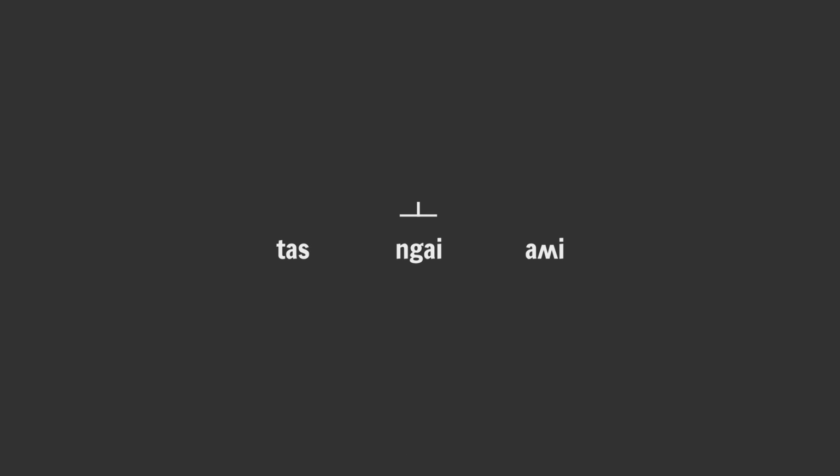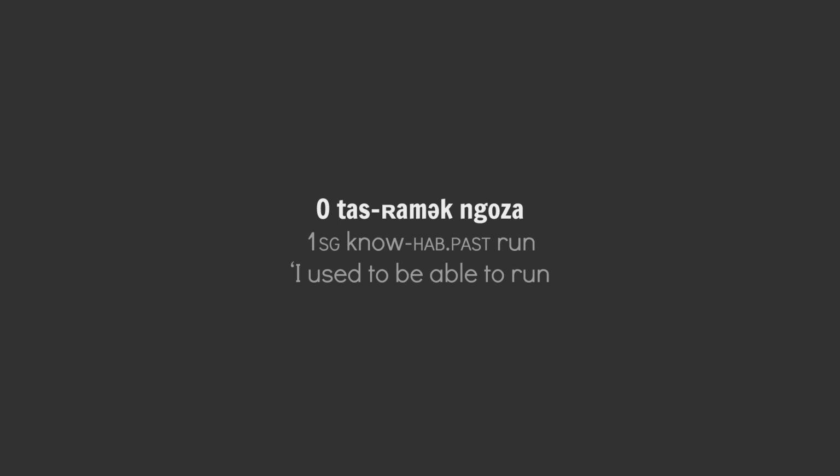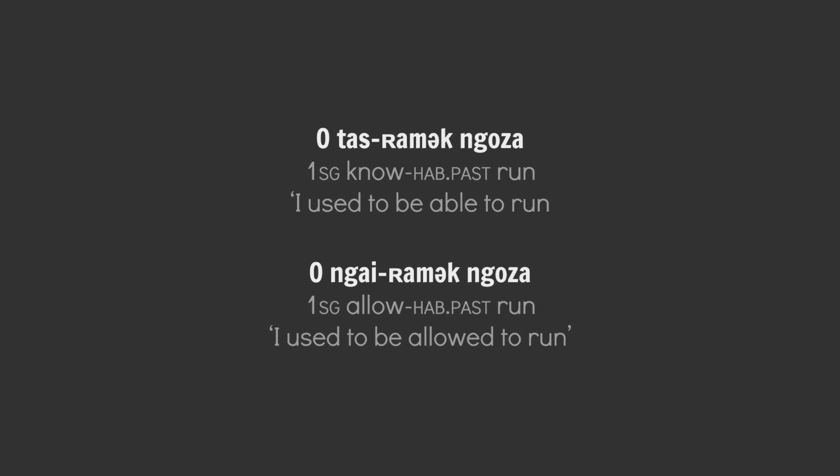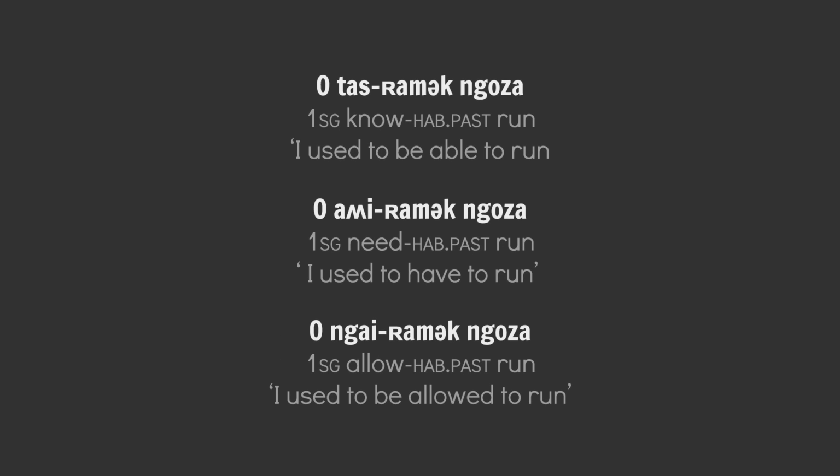Note that all the auxiliaries we're using for modality are stative verbs, and therefore none of them will be compatible with the past habitual form, only the past imperfective form. So o tas ramok ngoza, I used to be able to run. O ngai ramok ngoza, I used to be allowed to run. And o ahui ramok ngoza, I used to have to run, are all ungrammatical because the ramok suffix never occurs on stative verbs. Right. Always keep the lexical source of your grammar in mind, as it often affects how your tenses are formed and interpreted.